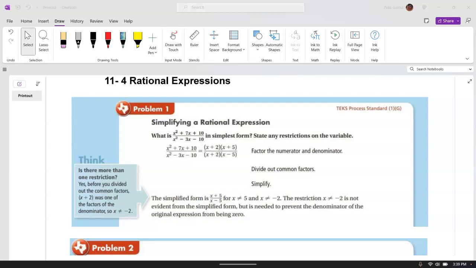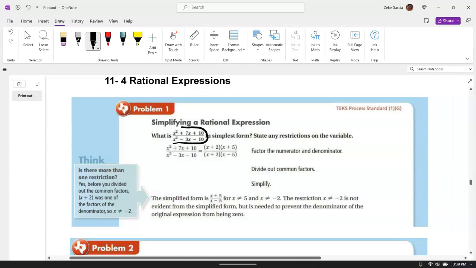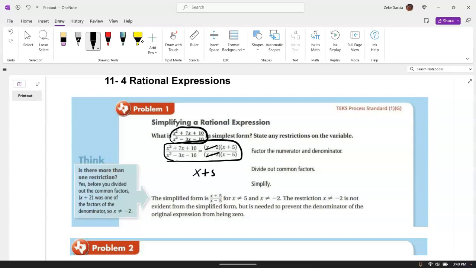In this lesson, we will be simplifying radicals. And if you notice, this equation is already written in factored form. So you notice that x plus 2 and x plus 2 become 1, and you're left with x plus 5 over x minus 5. So that would be the simplest form. Now you have to remember, even though it's simplified to x plus 5 over x minus 5, x not equal to 5 and x not equal to -2 is a restriction.